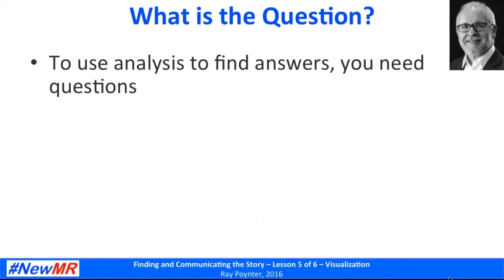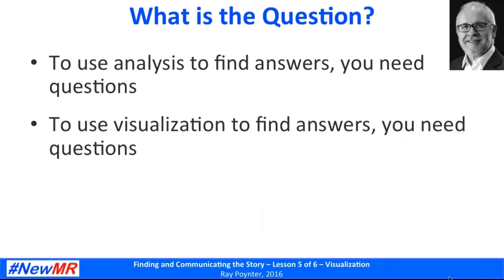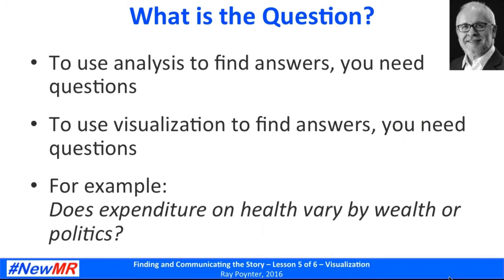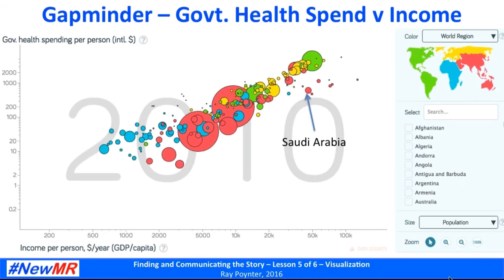When we use these tools, even the basic things I've just been showing you, you need to find answers to questions. You can't just find answers. Using visualization to find answers, you need questions. So if we take that data from Gapminder, we might have the question, does expenditure on health vary by wealth or politics? So this now is a more complicated piece of visualization.